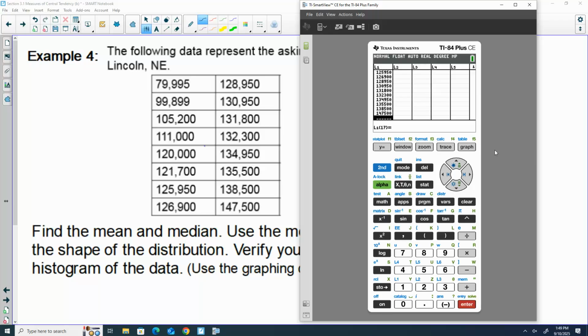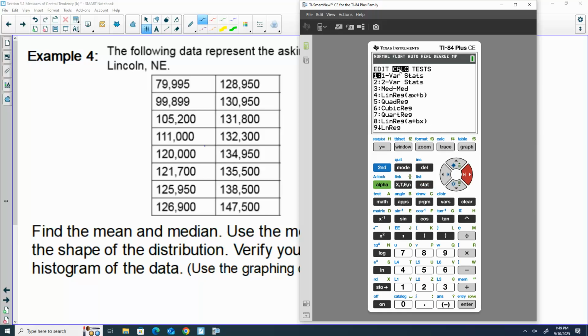Does everyone have your data entered? Okay. I want you to go to Stat, and then we are going to use the right arrow to go over to Calc, and we want number 1, 1-Var Stats. Okay, this should come up. Just double check. It should say List L1. There should be nothing under the frequency. So if there's something there, just delete it. And then Calculate. And hit Enter.